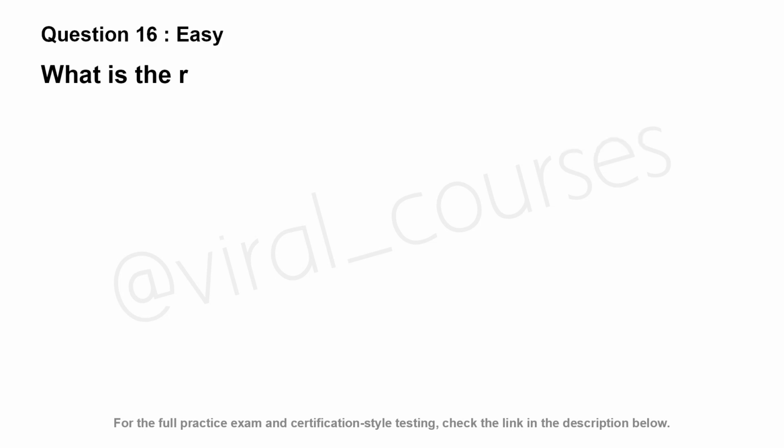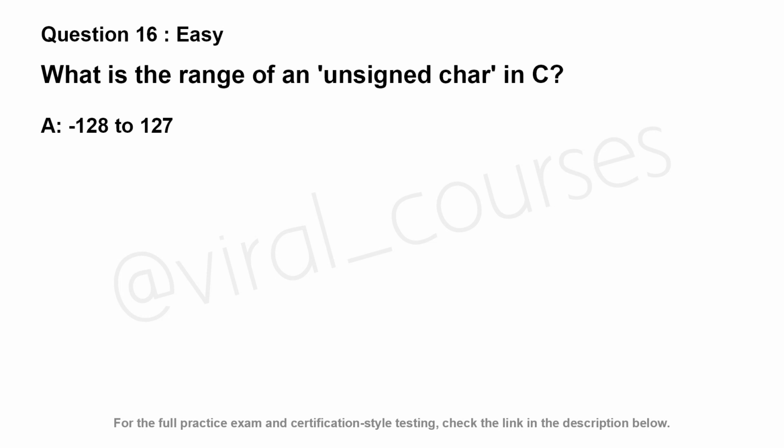What is the range of an unsigned char in C? Option A, -128 to 127. Option B, 0 to 255. Option C, 0 to 65,535. Option D, -255 to 255.